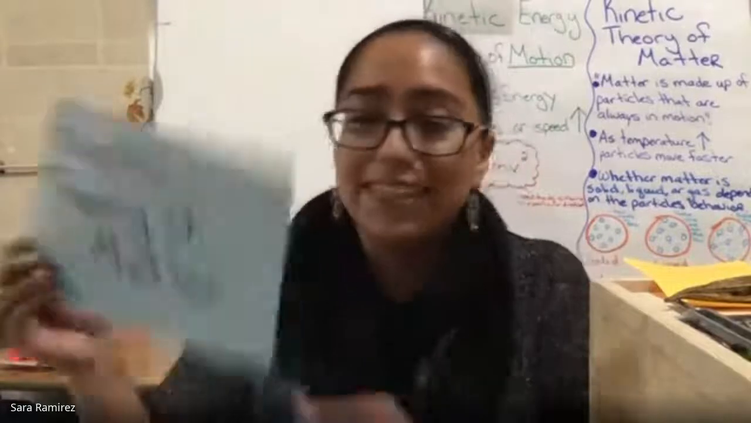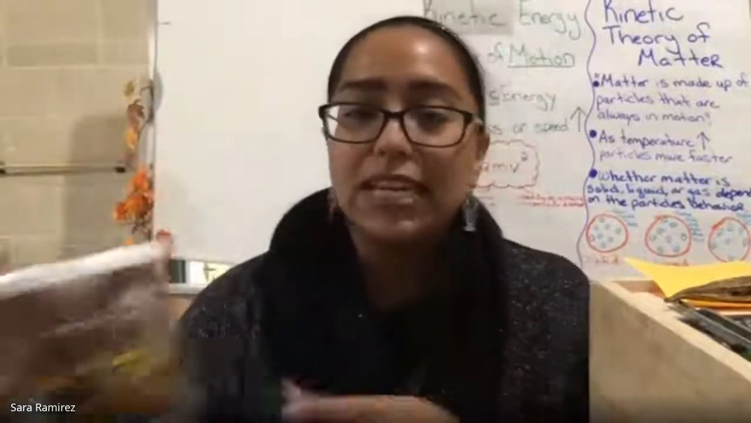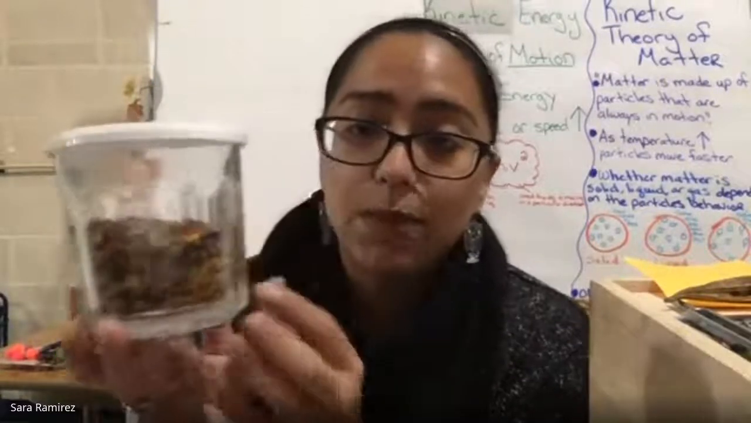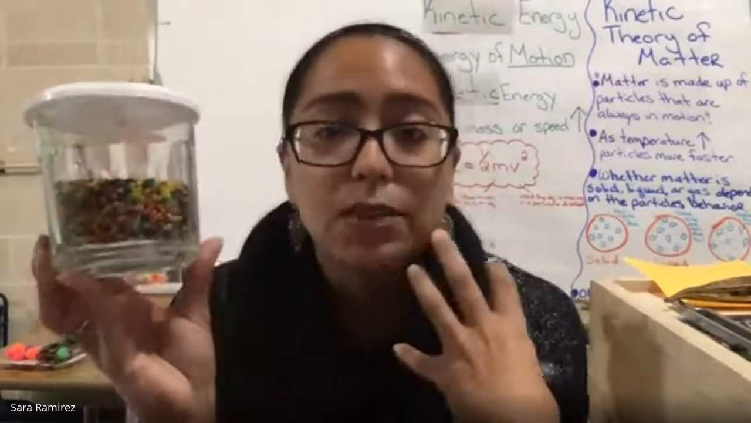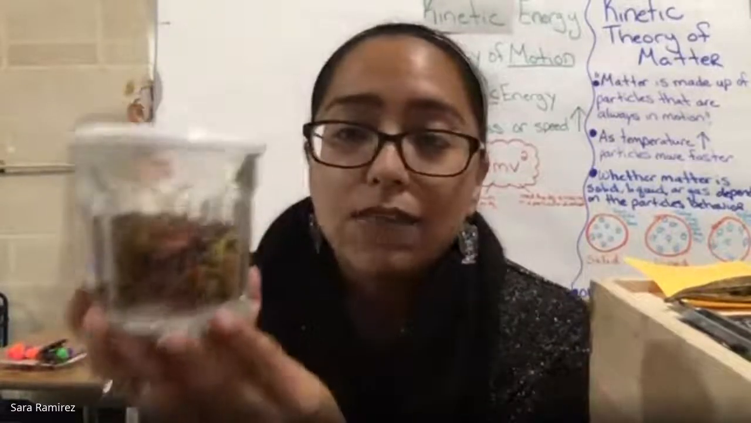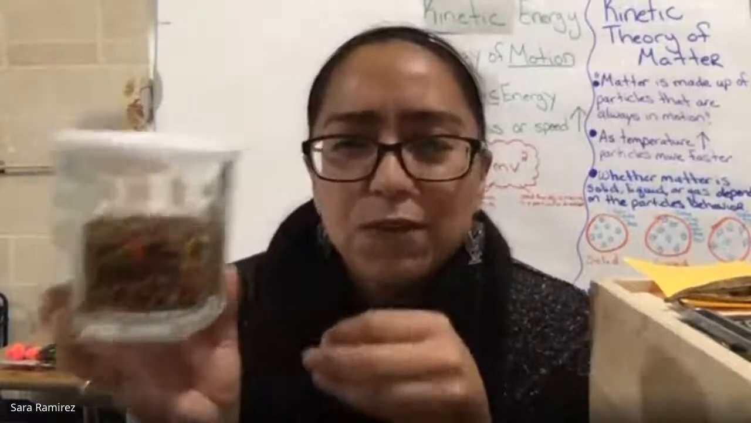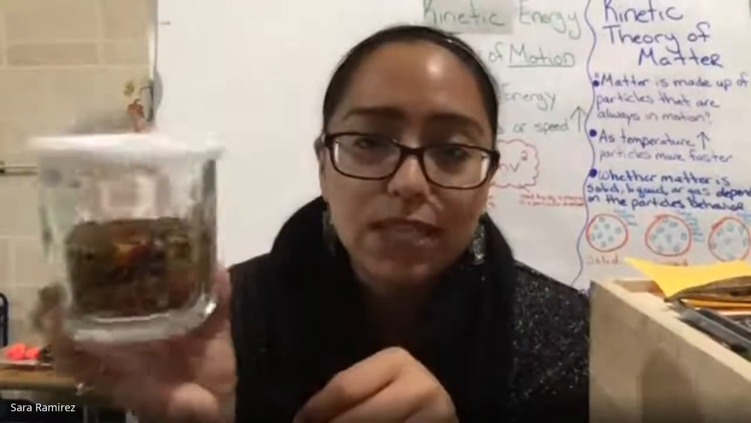Remember we were talking about the kinetic theory of matter. So to demonstrate the kinetic theory of matter, remember all things are made out of particles. So for example, here I have a little container. We're going to say that these beads represent the particles that make up matter. If I just shake it a little bit, the beads are kind of just moving very slowly. So they have very little kinetic energy. So this might represent a solid.